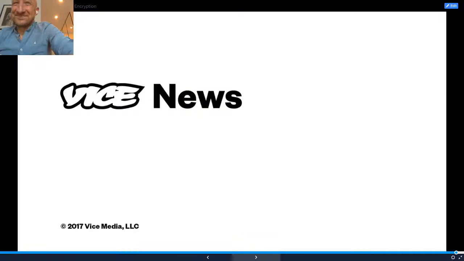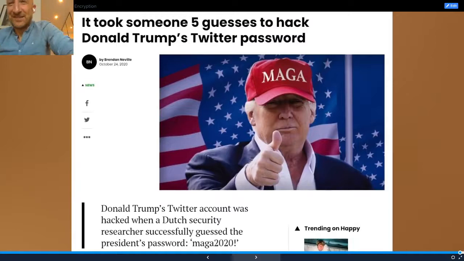Well, it turns out Donald Trump's Twitter account was hacked again for the second time. The Dutch hacker guessed the president's password as being MAGA2020. I don't know where second factor authentication was. I think he needs a better security team, but he won't be the last celebrity or person who has a data breach.